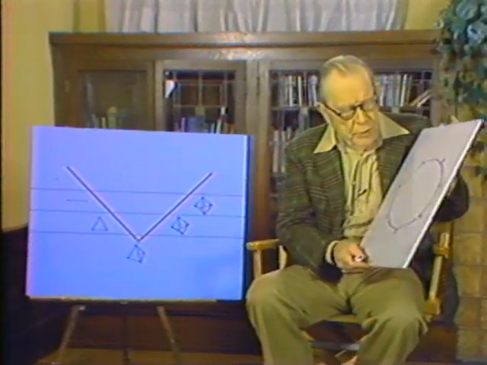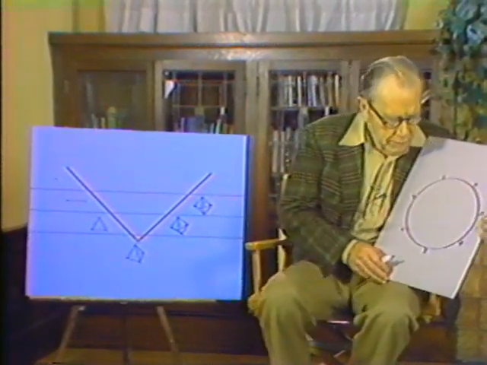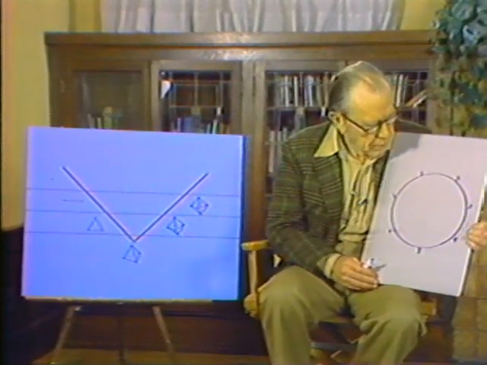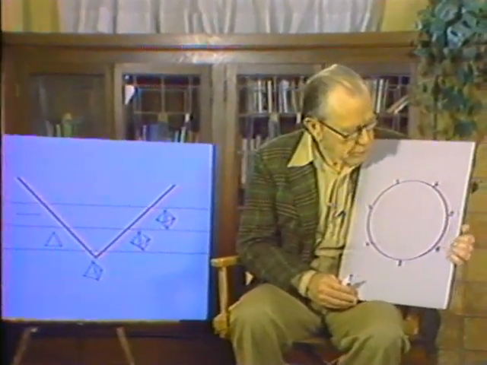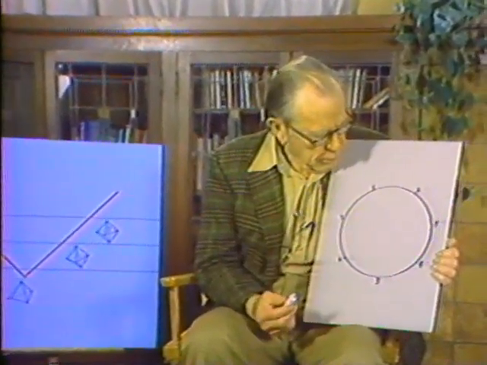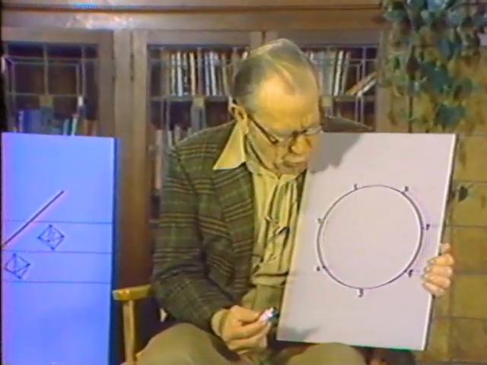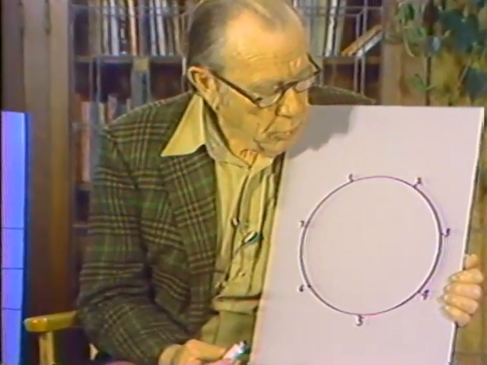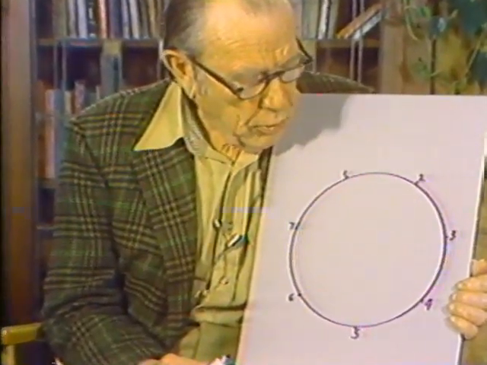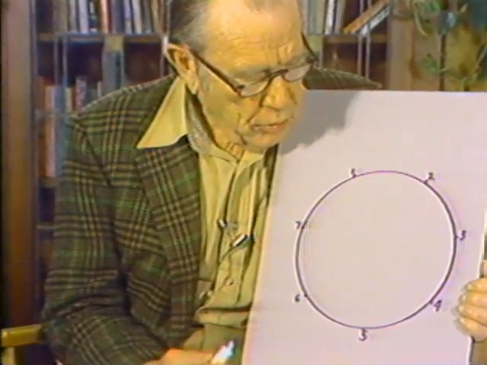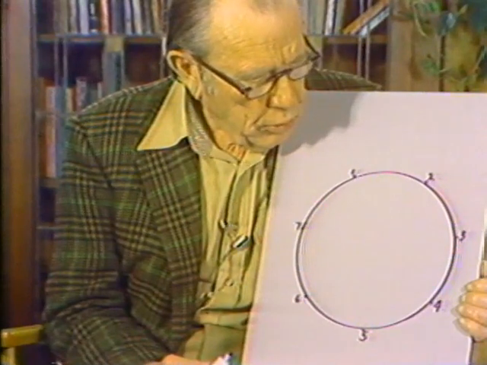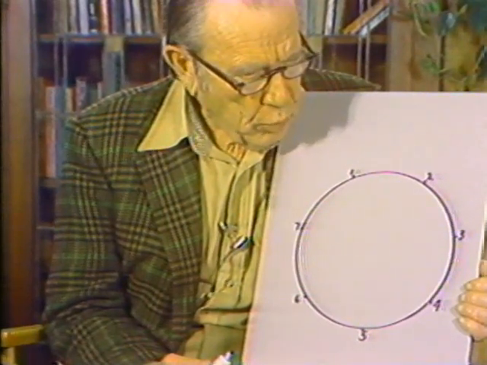I'm going to do this in a different way because it is simpler to draw, and I hope simpler to understand. I have a circle here with 7 points. Now, the problem is to draw triangles such that no two triangles share more than 1 point.